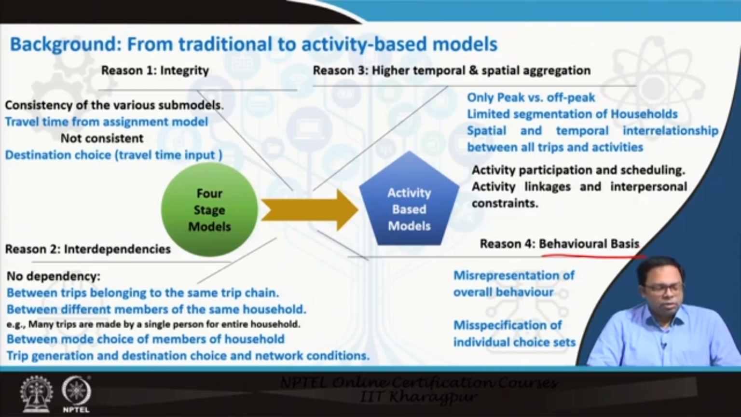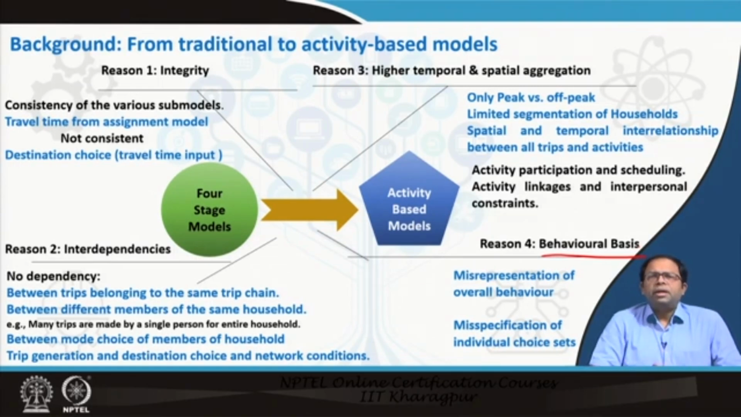So, interdependencies between trips belonging to the same trip chain, or we can call it a tour, and between different members of the same household. Many trips are made by a single person for the entire household. Who will do which trip, that kind of arrangement within the household, is not considered. Then between mode choice of members of the household, and trip generation, destination choice and network condition, these were not consistent.